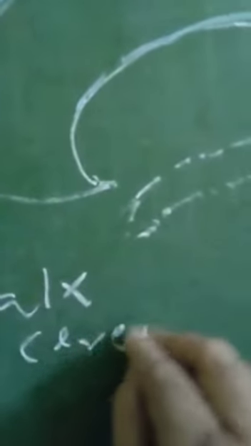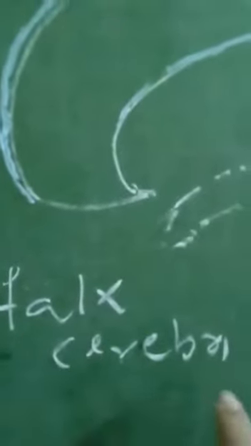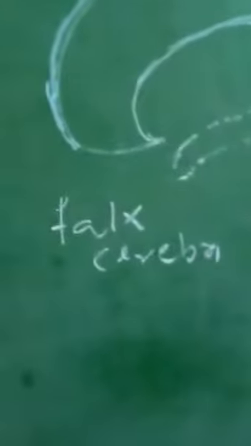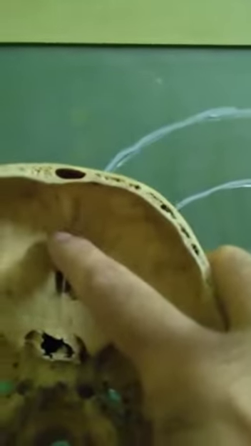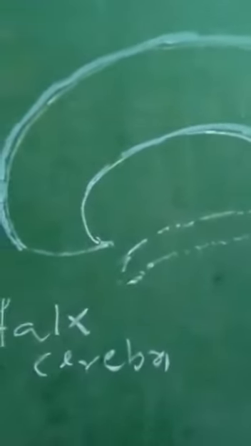Falx cerebri. Just look at this word, falx, F-A-L-X, falx cerebri. Now, what are its attachments? Its attachment is the crista galli. You can clearly see the crista galli. And of course, posteriorly, it extends to the internal occipital protuberance. You can easily see the internal occipital protuberance. Look at my finger, that is the crista galli, and you have seen the internal occipital protuberance.